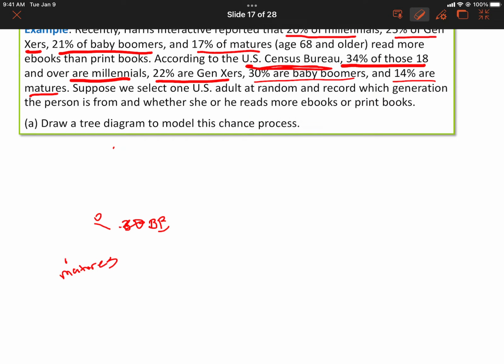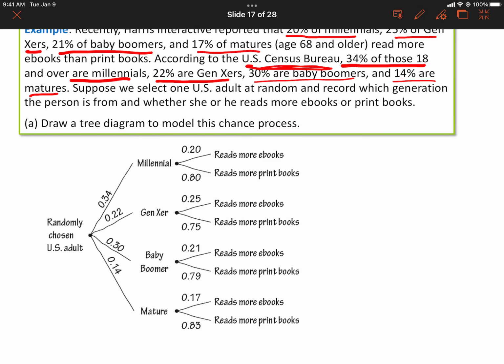So at the end, I'm going to give you a much nicer little tree diagram to look at than my writing. So when we look at this, here's what you would have. You have our millennials, our Gen Xers, our baby boomers, our matures, and our probabilities. And then we have whether they read more ebooks or not. So that would be our tree diagram.